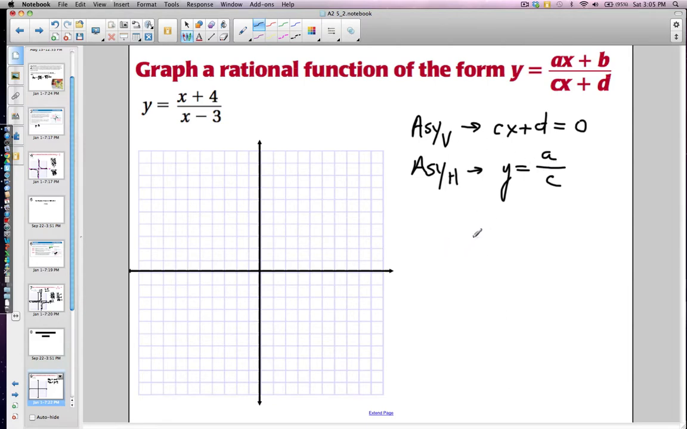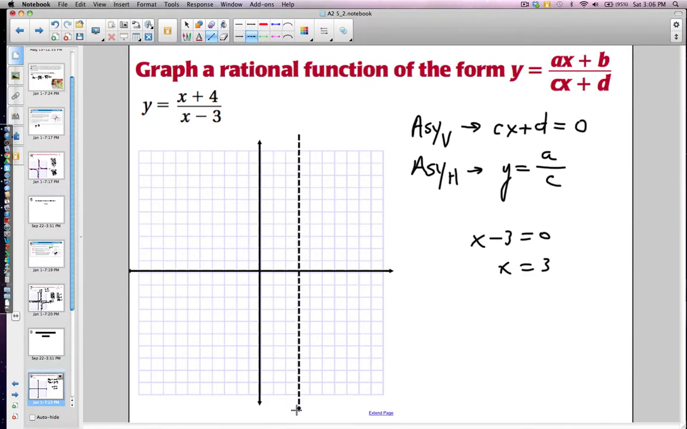Okay, so over here I'll set x minus 3 equal to 0, so x will be equal to 3. That's my vertical asymptote. 1, 2, 3. X is equal to 3. There's a vertical asymptote. My horizontal asymptote will be the ratio of the leading coefficients, and this is 1x and 1x. So 1 divided by 1, which would be 1. So y is equal to 1 is my horizontal asymptote.